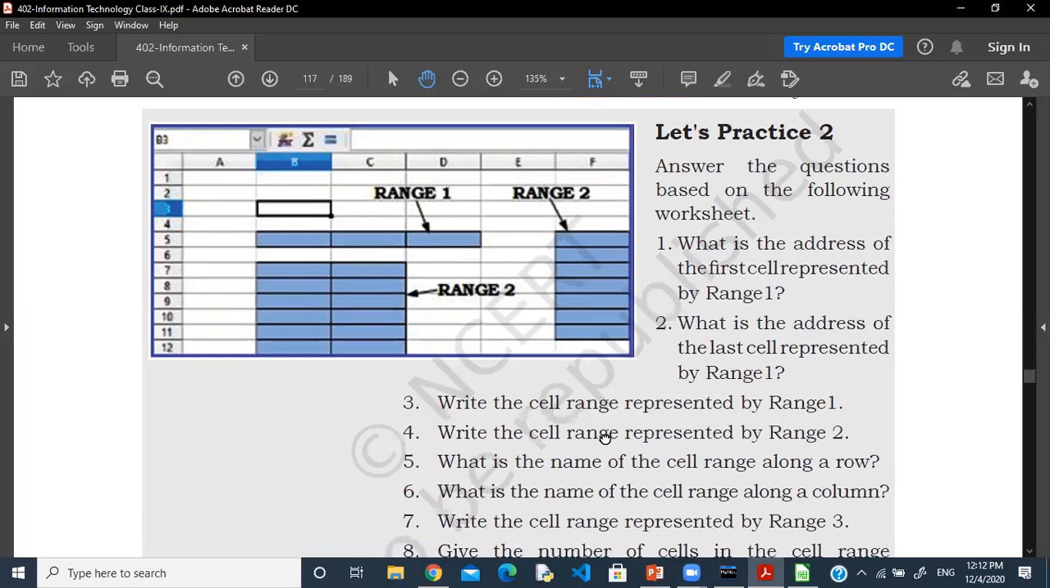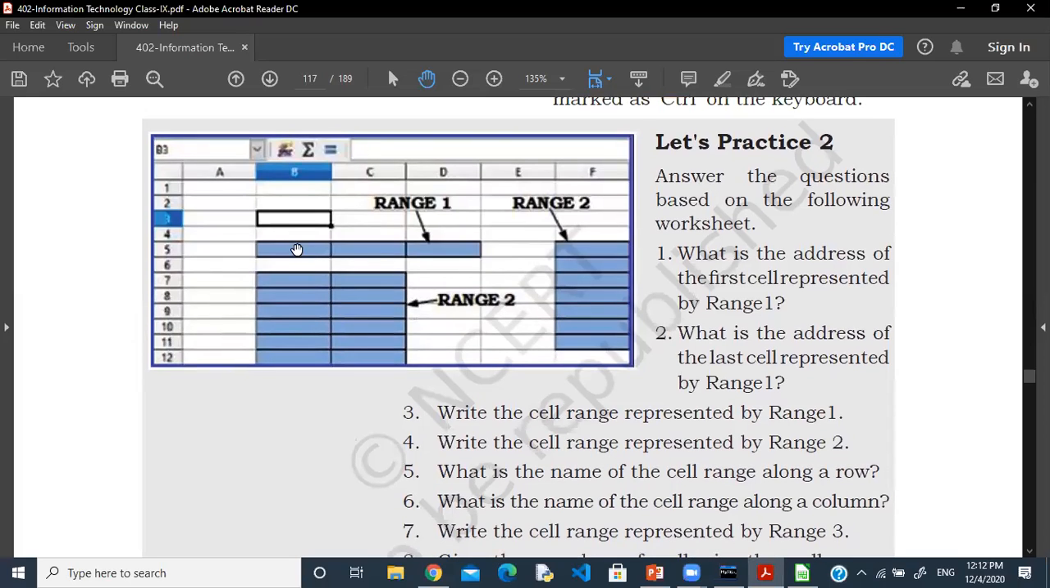Okay, write the cell range represented by range 1. B5 to D5. So how will you write it? You will write it this way: B5 colon D5. Okay, so this way we can write it. Now write the cell range represented by range 2.